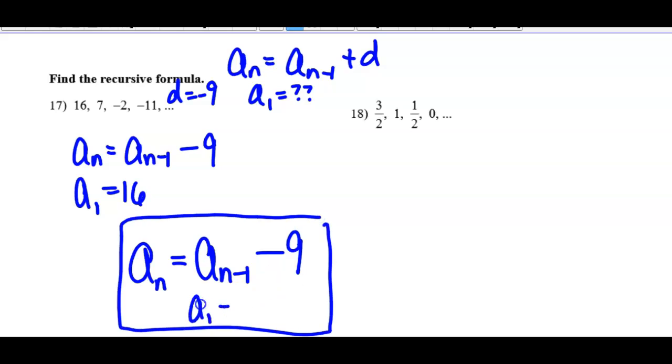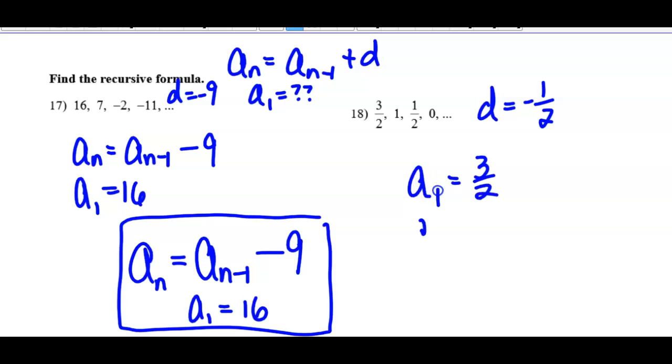Where the first term was 16. I just rewrote it, doesn't mean anything. Okay, so here, let's see, what are they doing? They're going down by 1/2. So you could say the first term is 3/2, doesn't matter what order you do this in, and the next term is the previous term minus 1/2. Okay?